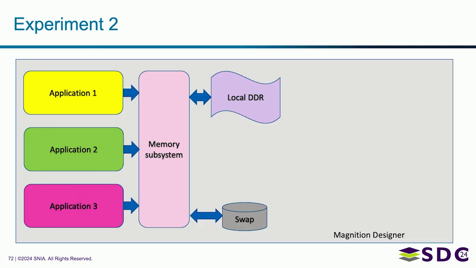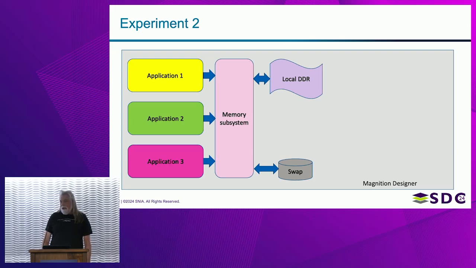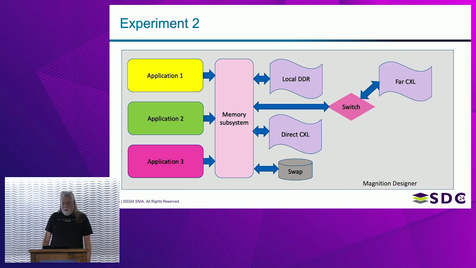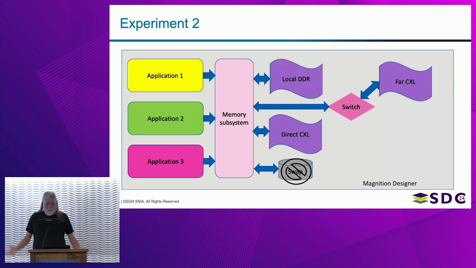So let's talk about the second experiment. We have the same basic idea. We have the three applications. We have the memory subsystem, but we're going to stick in local CXL, and we're going to stick in CXL attached off a switch. But in this case, swap doesn't matter. The swap is attached, but we should never be touching swap. In this case, we're going to treat all three of these memory regions as monolithic. This is just one big memory pool that the system has.